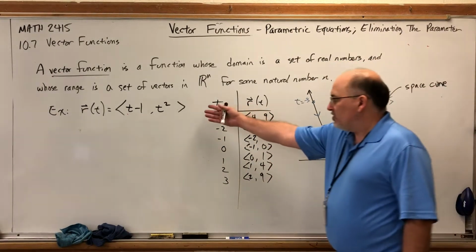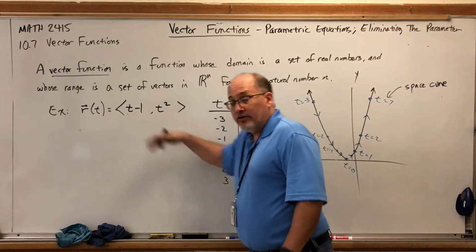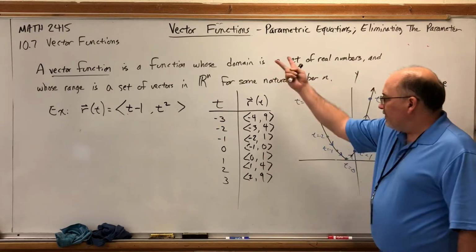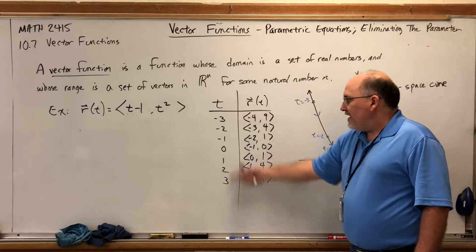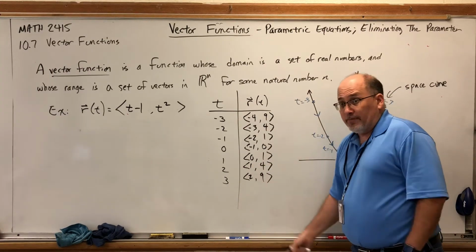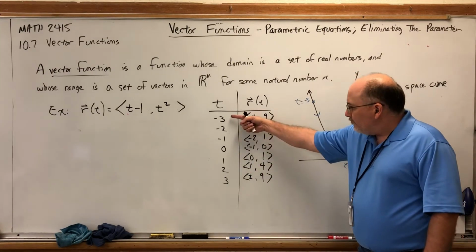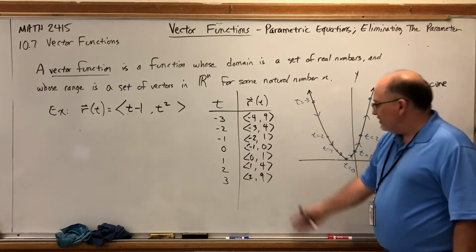We had a vector function. I erased the red stuff under here. We generated some vectors by choosing values for the input, which is also called the parameter. We went from -3 to 3 and generated these vectors.